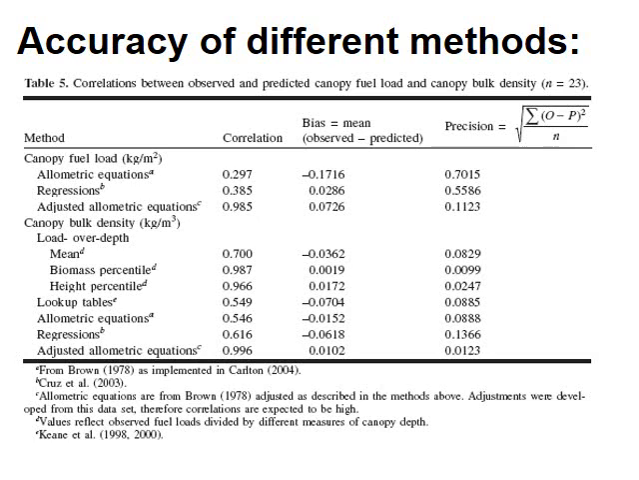The results for canopy bulk density are much better. You can see that all of the load over depth methods produced correlations that were above 0.7, and both the biomass percentile and height percentile produce correlations of over 0.9. Lookup tables and allometric equations as implemented by Carlton produced poor results with correlations around 0.55, while the Cruz equations produce results with correlations of about 0.6. Keep this in mind as you choose a method to use on your own data.